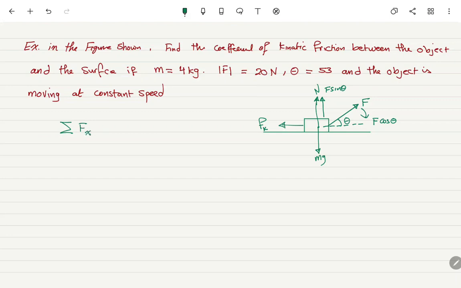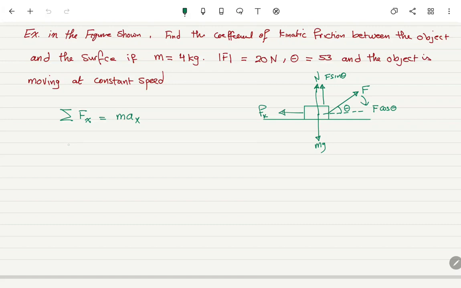Now the sum of all forces on X equals m ax, or in other words, F cosine theta minus Fk equals 0. Why is it 0? Because it's constant speed, no acceleration whatsoever.